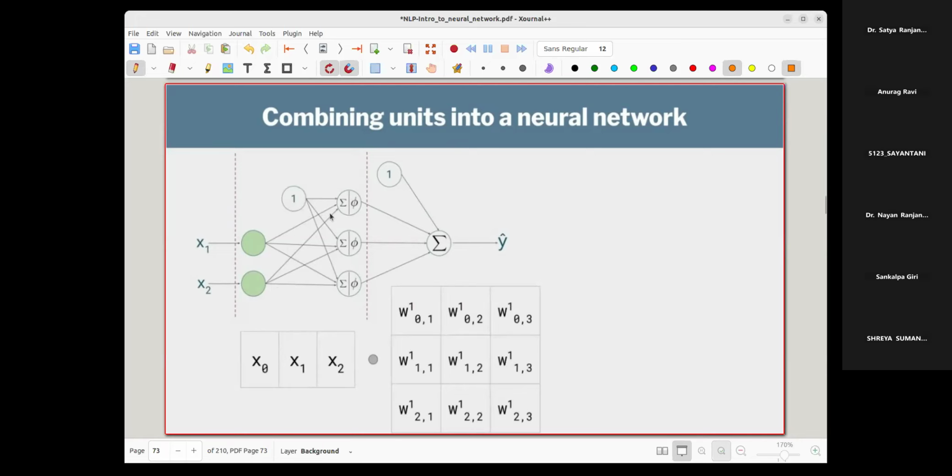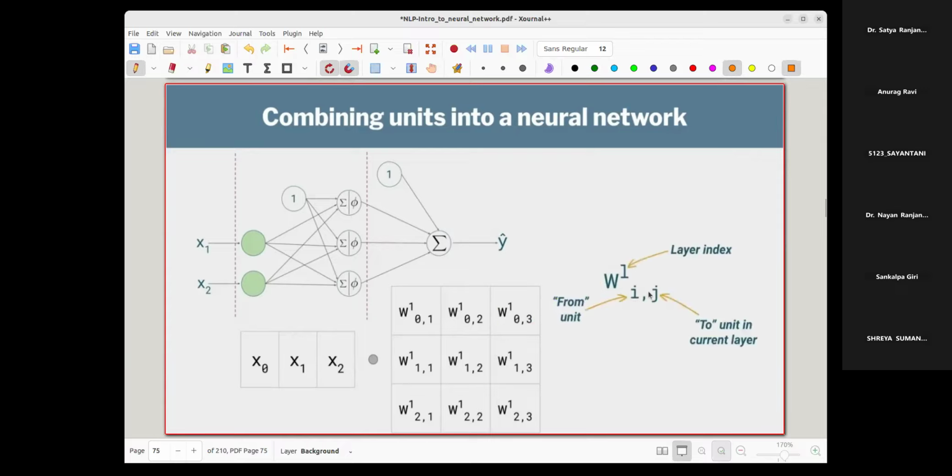So each connection has one separate weight assigned to it. So there are 9 weights. And how am I representing the weights? W superscript 1 subscript 01, superscript 1 subscript 02. So what does it mean? Let's take W superscript 1 subscript 03. That means this is 1 and the subscript is ij.